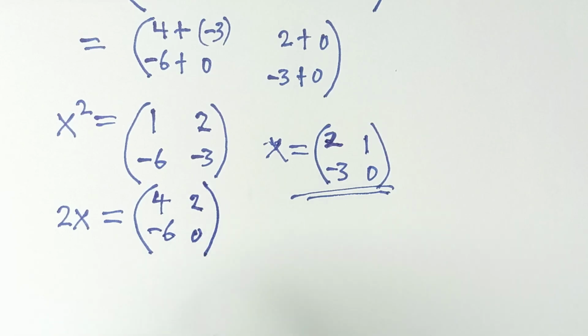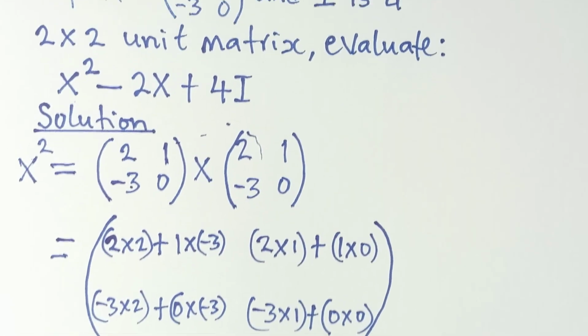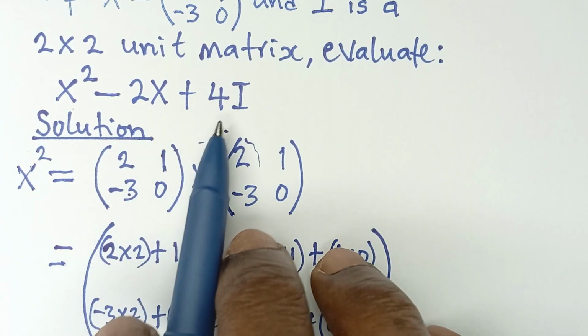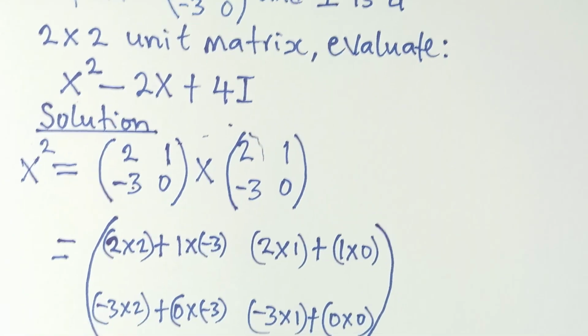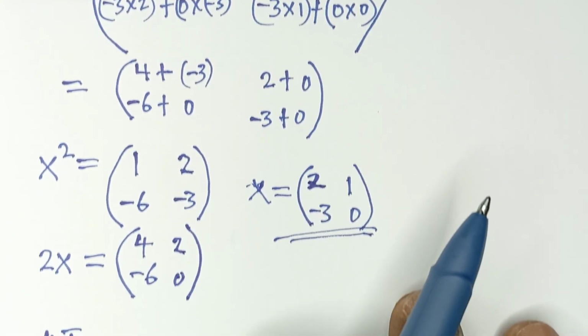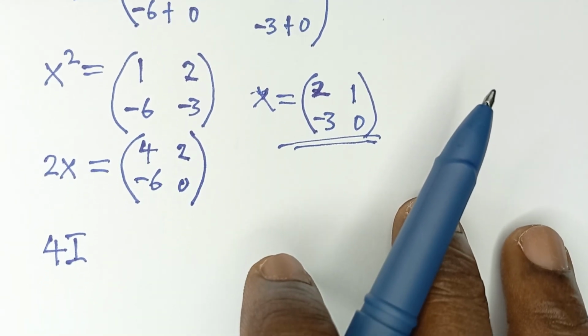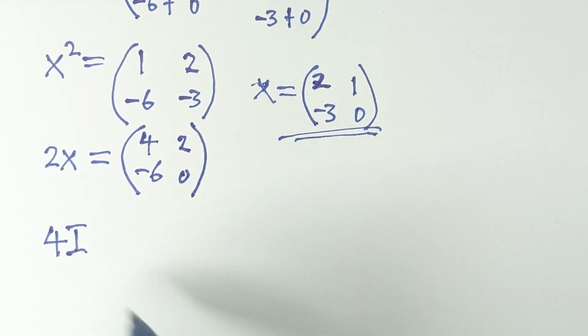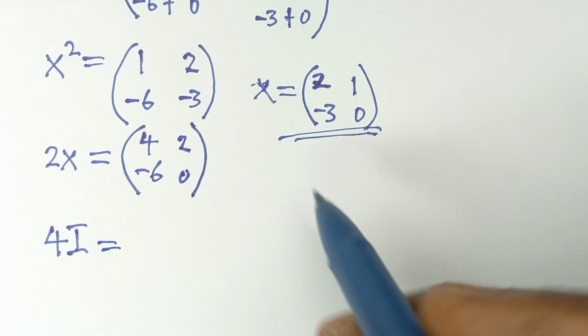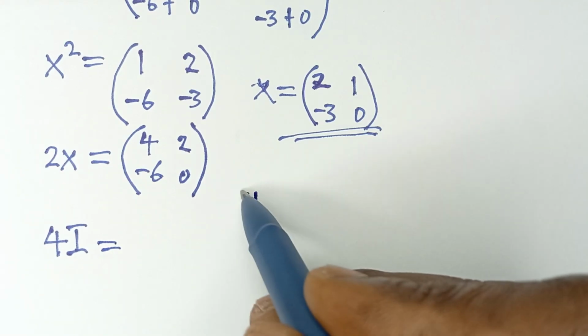And then finally, we are asked to evaluate 4i. That is the last term to evaluate there. You can see it here, 4i. And I is a 2 by 2 unit matrix. So I'm going to write I here for us to see.